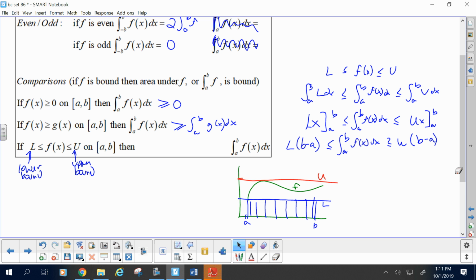In terms of the other side, the area under u would be something like this. Now my picture's a big mess. But the rectangle there is b minus a wide and u high. And surely the green area, the area under f, has to be less than that. Yeah? So it's less than the two enclosing rectangles. Is that clear? Okay, cool.